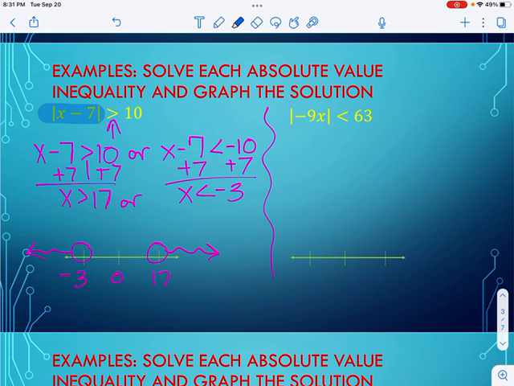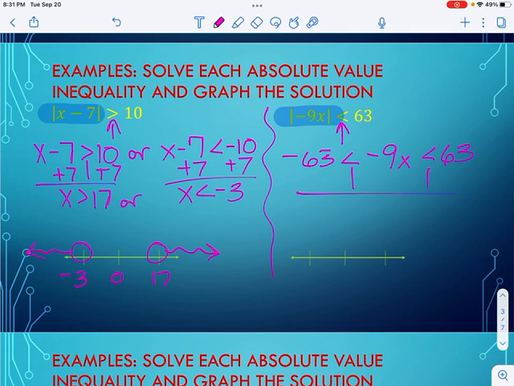Here, let's try this second one. The first thing I check is that my absolute value is isolated. The next thing I look at is that it is an "and" statement. The reason I know it's an "and" statement is because it is a less than symbol. So I'm going to bring the number over and make it into my negative case, and bring the inequality symbol over. Negative 9x is less than 63.